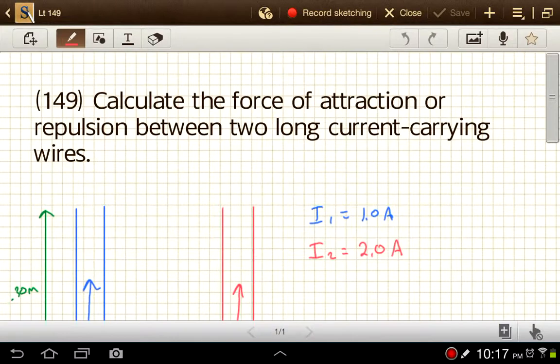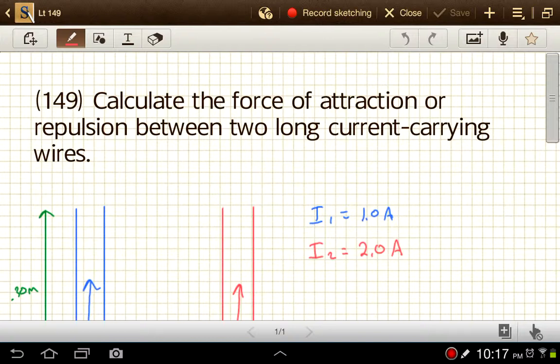Let's put together a couple of things we know now. We know that when a wire has a current running through it and it's in a magnetic field, the wire experiences some force due to that magnetic field. It has moving charges, and moving charges experience a force through a magnetic field. We also know that a wire that has a current running through it creates a magnetic field.